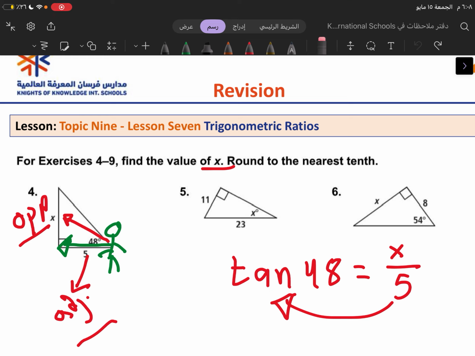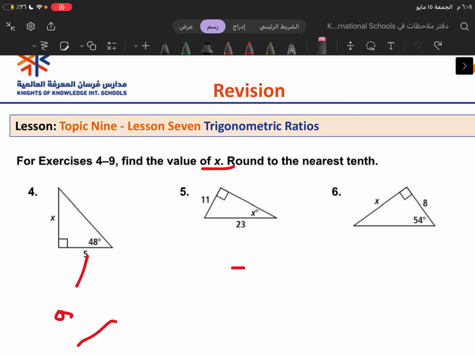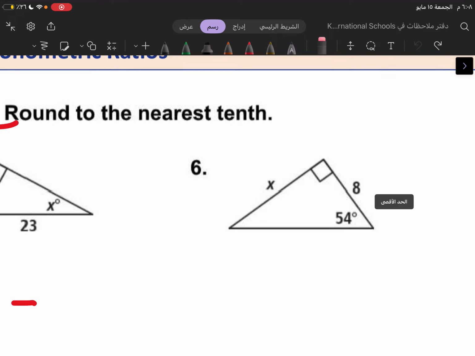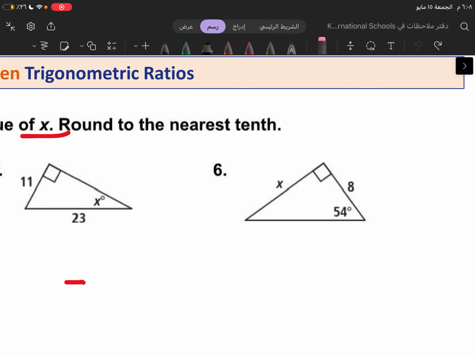Okay, now let us take another one. For example, number 6. See, one angle, one side is given. See? One angle and one side. Again, one angle and one side. Are we good? Good. Now, I stand on the angle and see what is given. The given adjacent, which is the 8, and opposite, which is x.